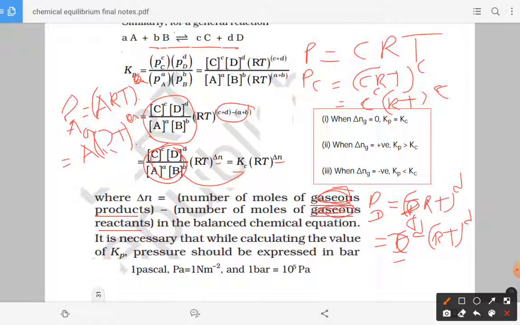Here, when delta ng is 0, that is, if the difference in number of moles is 0, then Kp equals Kc, meaning both are the same. Where delta ng is positive, Kp is more than Kc. If delta ng is negative, meaning the difference is negative, then Kp is less than Kc. We will go for an example in the next class.